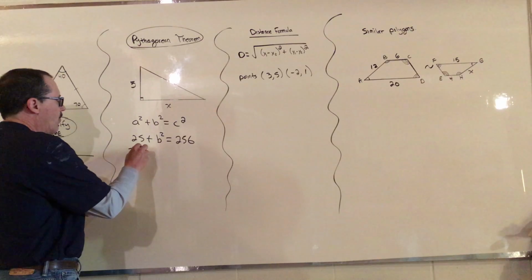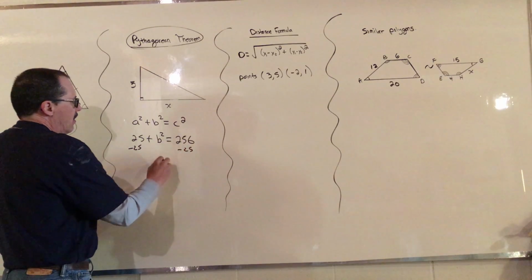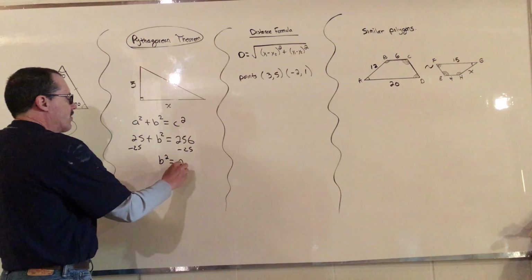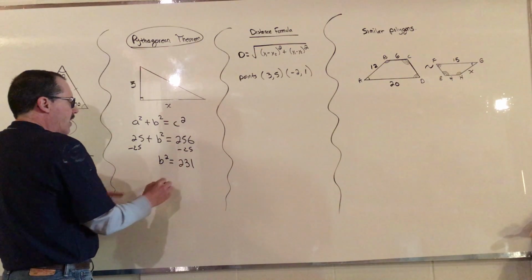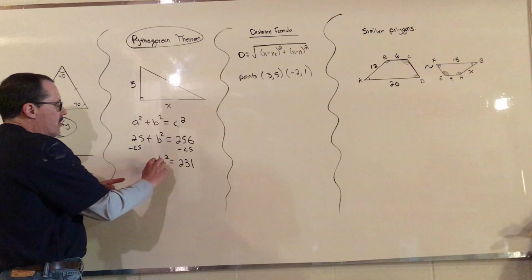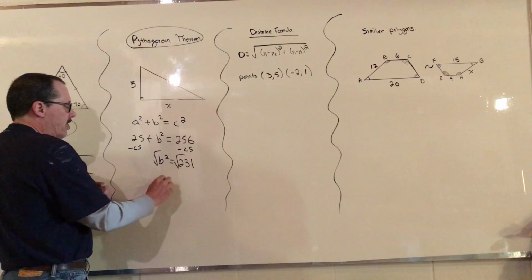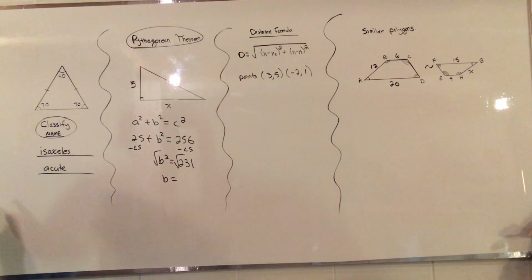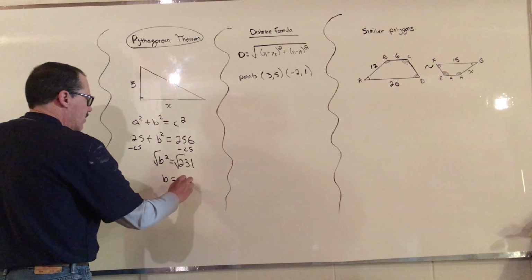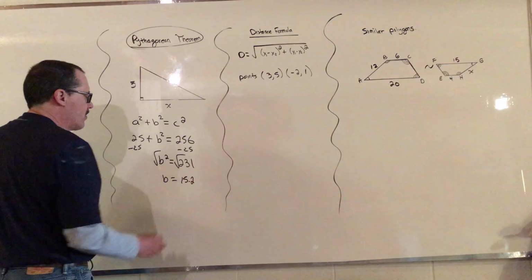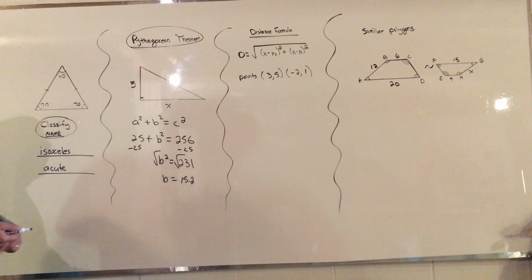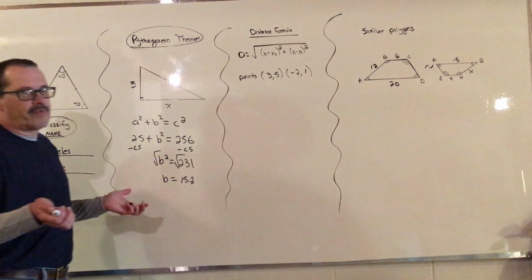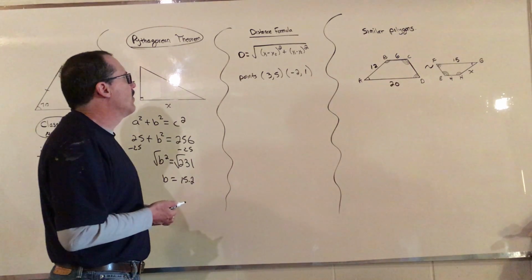Now I'm going to subtract 25 from both sides, and then I get that b squared equals 256 minus 25, which is 231. And then to get rid of the square, you have to take the square root. You've got to do it to both sides. What you do to one side, you do to the other. Square root of 231 is 15.2. I did that ahead of time. So that is the correct way to do Pythagorean theorem, and you can rewind this and watch it over again if you need to.